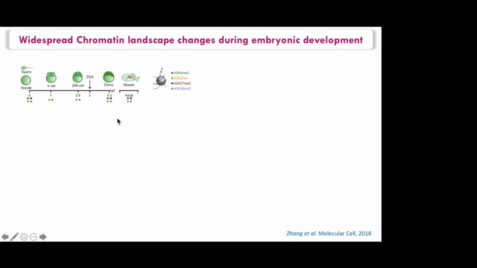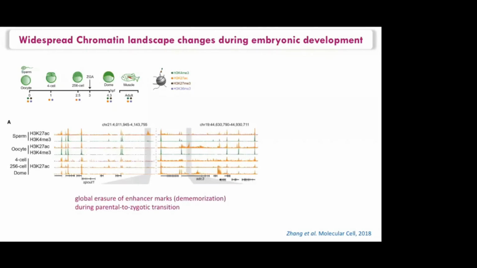And the most important and most interesting theme that came out from this paper is that the H3K27 acetylation enhancer mark is erased completely. This process is called dememorization. And you'll be replicating this figure tomorrow.